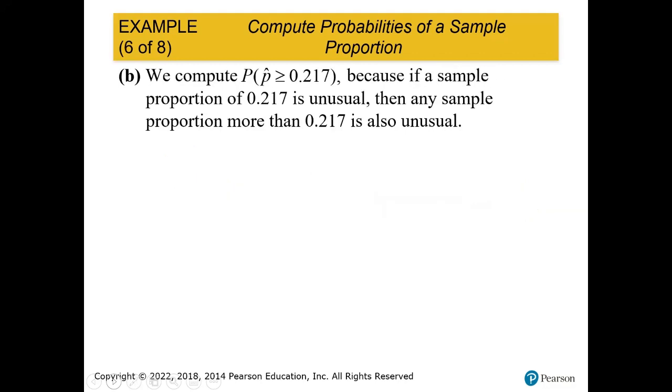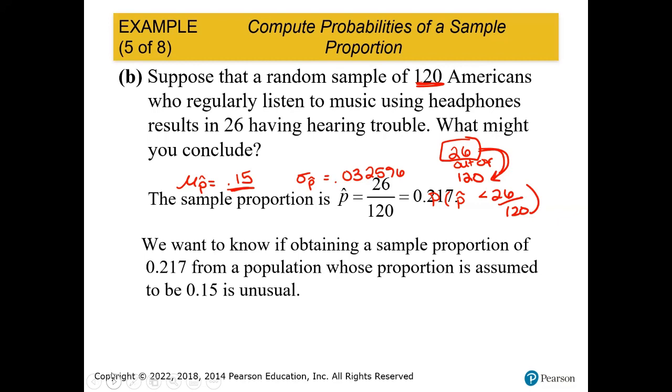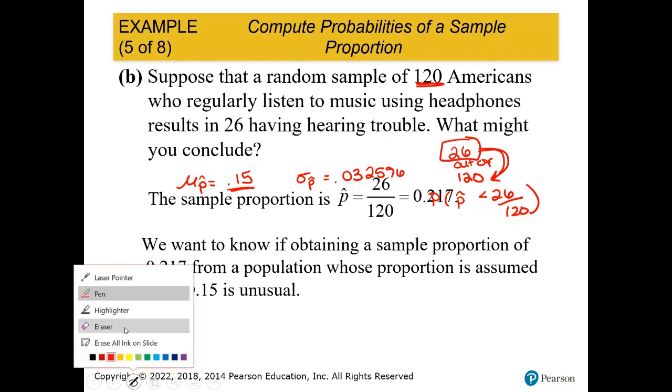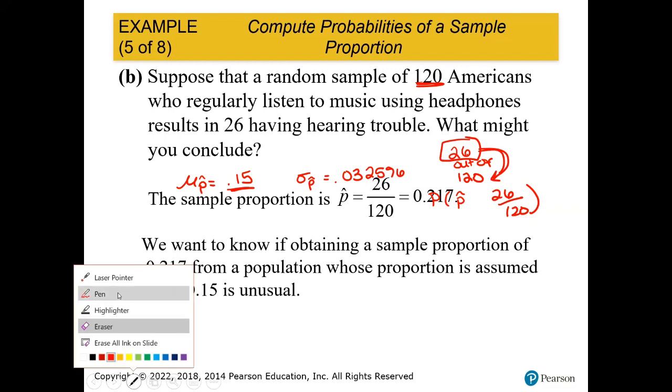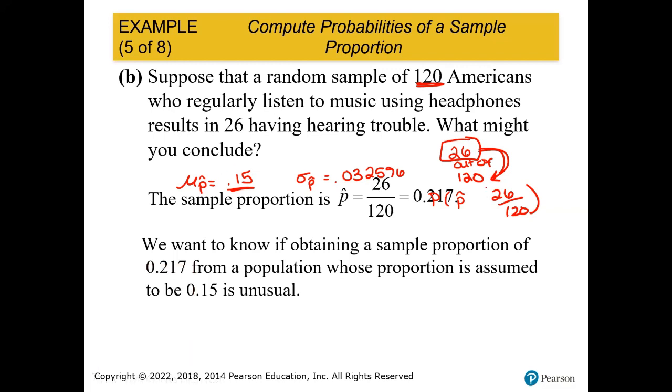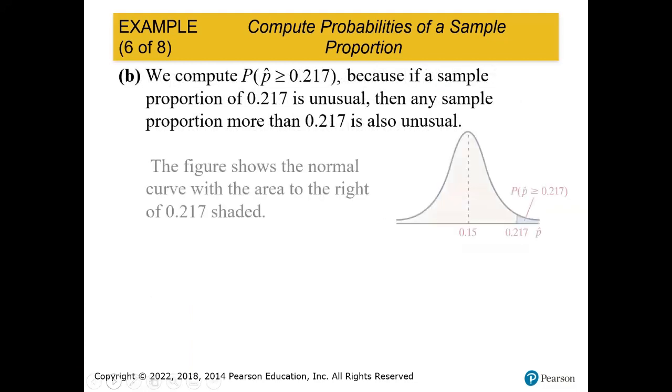What we're going to do is compute this value here. Sorry, I wrote a less than symbol here. But 0.217 is greater than our mean, so we are testing greater than. All right, so 0.217 is to the right of our mean of 0.15. So we want to find the probability of getting this result, because if it's unusual, then we have unusual results.